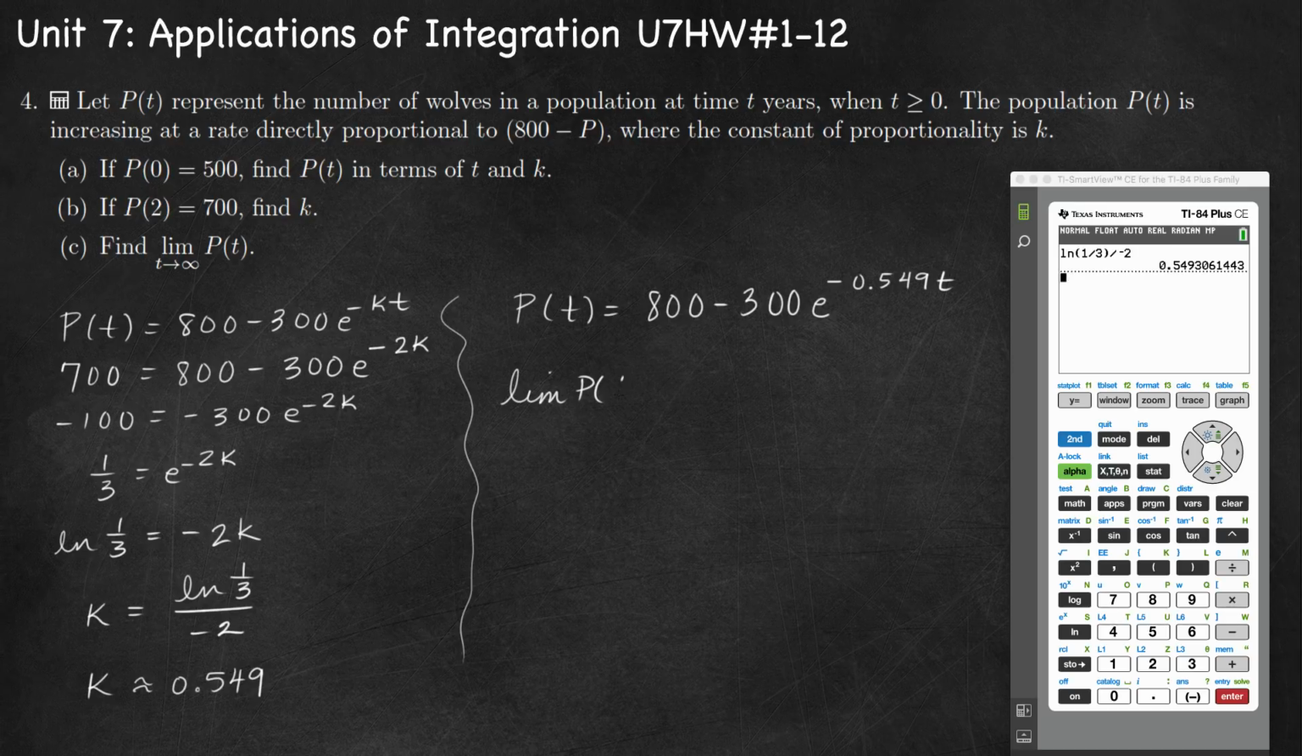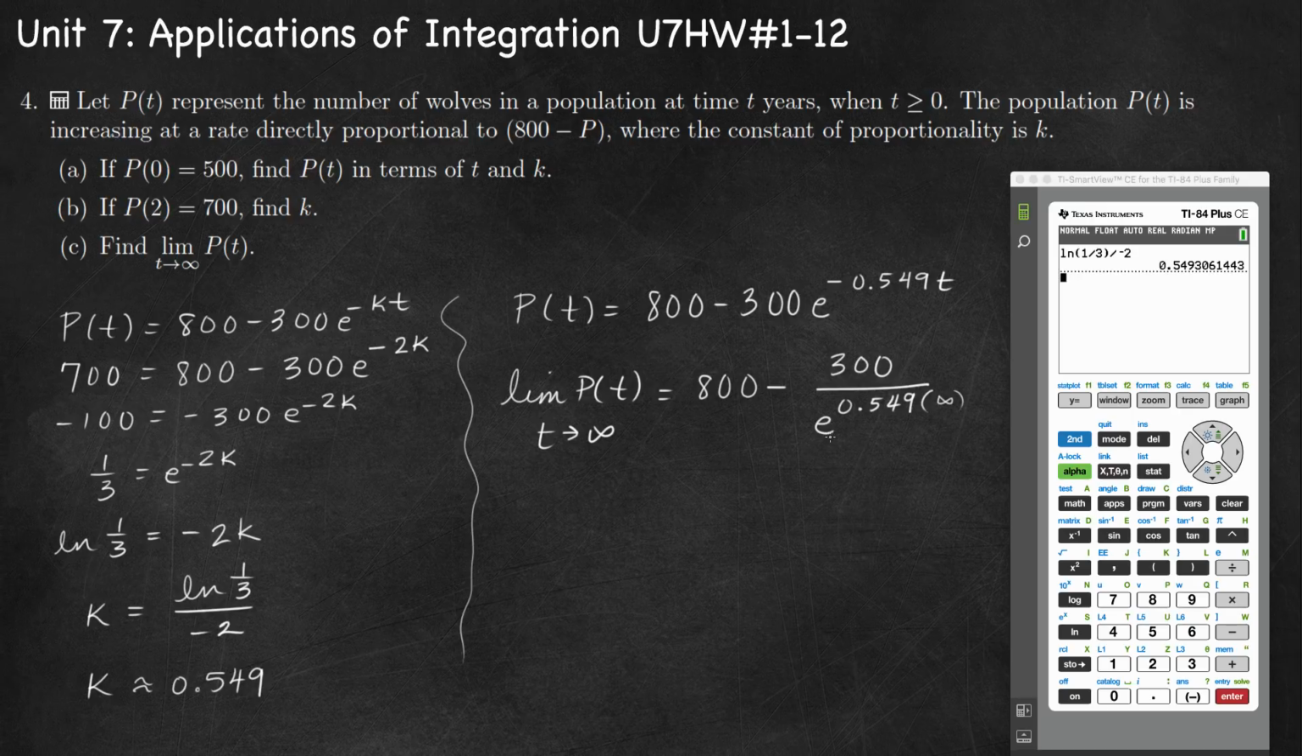And in part C, we're asked to find the limit of p as t approaches 0. Limit of p of t as t approaches, not 0, I don't know why I said that, as t approaches infinity. I think it'll be helpful if we don't have this negative exponent here. So let's write that as 800 minus 300 over e to the positive 0.549t, and I'm taking the limit as t approaches infinity.